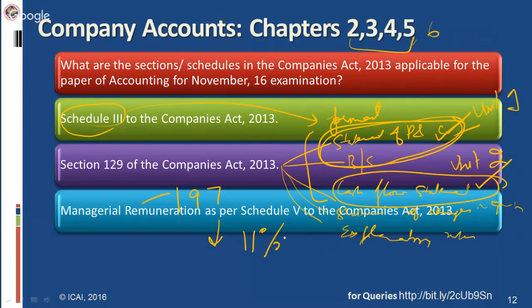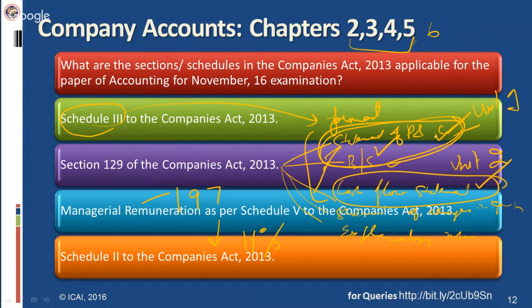But generally, a question based on manager remuneration will be of 4 or 5 marks, or the concept of remuneration may be asked within the 16 marks question based on the statement of P&L. So that may also be a possibility.